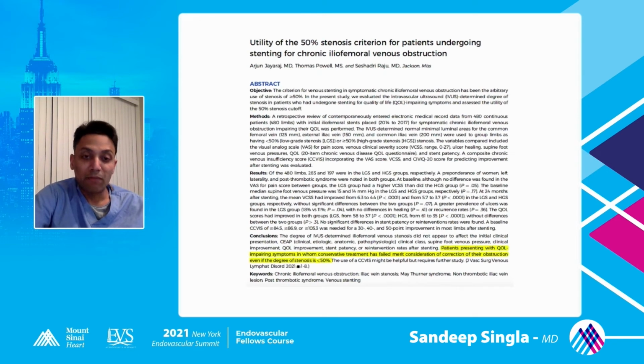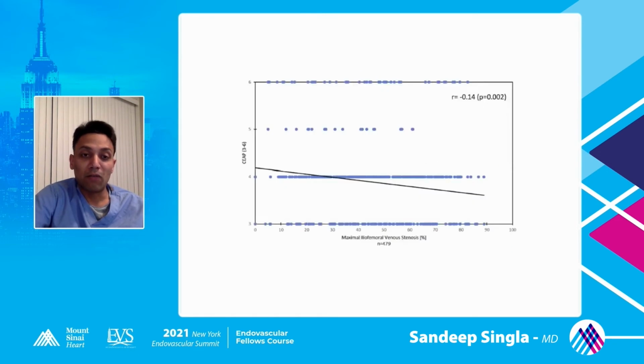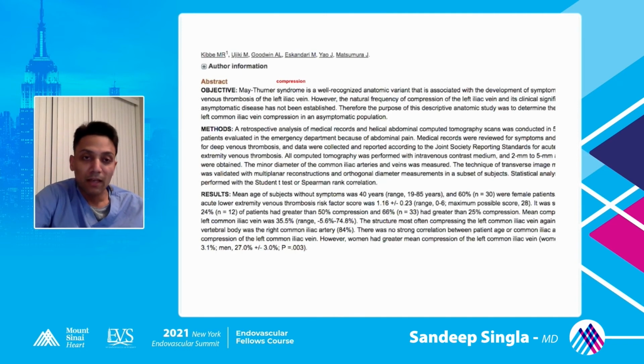More recent data from Dr. Raju's lab mentions that when they looked at significant C3 to C6 disease, there was a range of compression, and they recommend, if in the right clinical context, proceeding with stenting even if the stenosis is less than 50%.